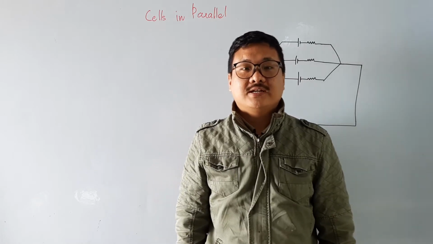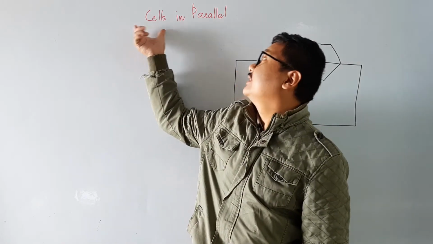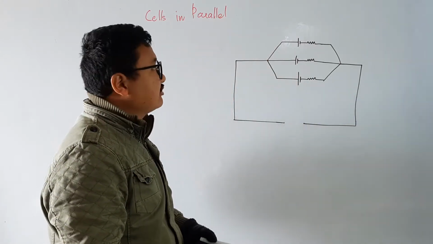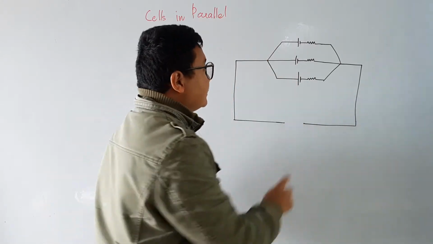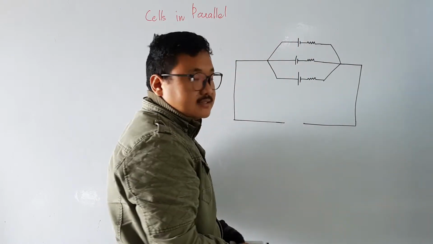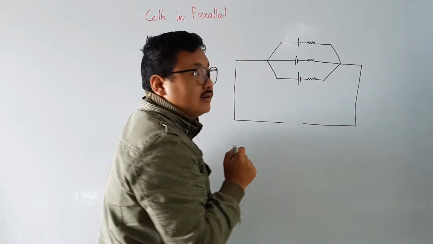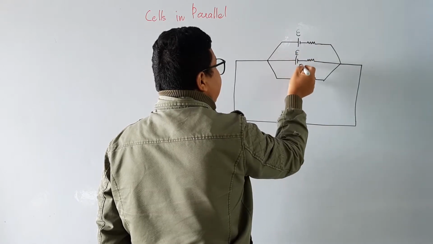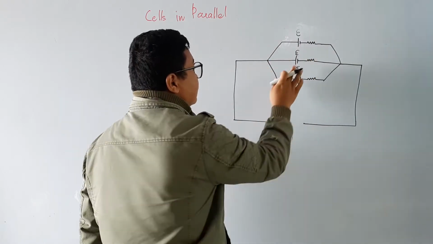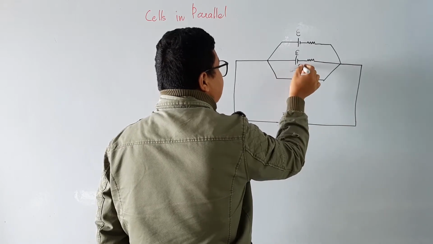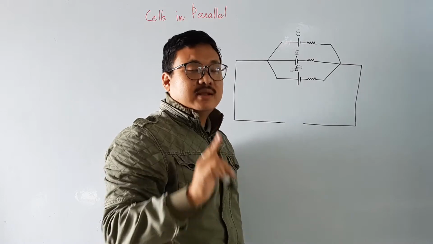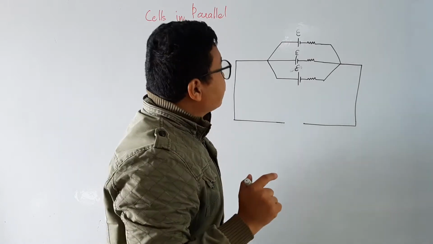Hello everyone, let us study the cells in parallel. Consider three cells which are connected in parallel like this. Let the EMF of the cells be E and E. What does this mean? This means that the EMF of all three cells are the same. That is number one point.